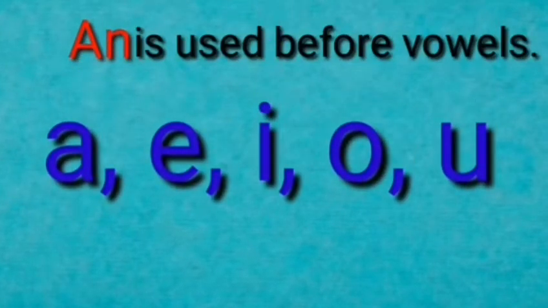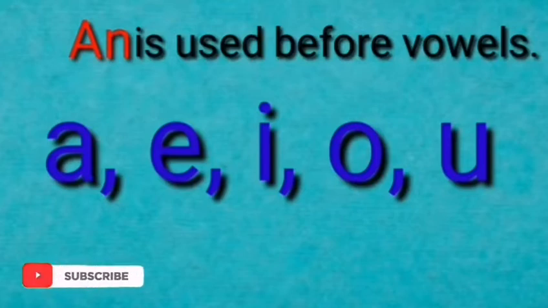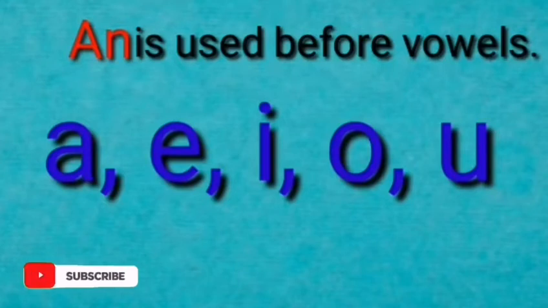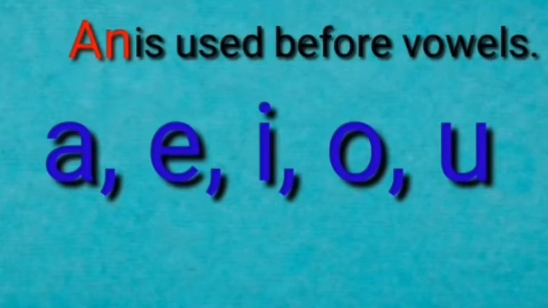An is used before vowels. If the word has the sound of vowels, that is A, E, I, O, U, you have to use an. If the word beginning letter is A, E, I, O, U, then you have to use an.